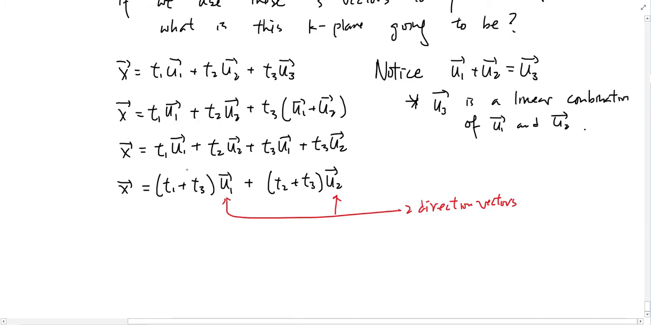Now, you might be thinking, wait, doesn't this still have three parameters because you have T1, T2, and T3? No, in this case, all I'm going to do is rename them. T1 plus T3 would simply be some number, and we'll call that number S1. T2 plus T3 will be just a different number, S2. Now, we only have two parameters and two direction vectors. This actually forms a plane.